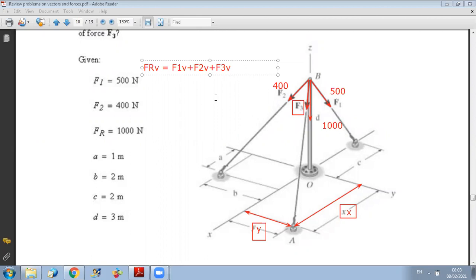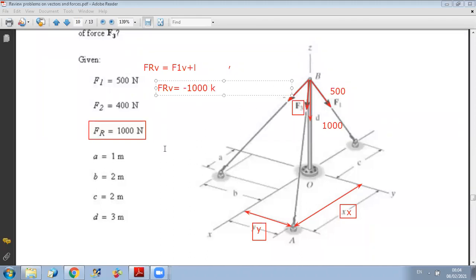So first, I will start to write the expression of each vector. For the resultant force, I know everything about it. I know its magnitude, so it's 1000 Newton. And I know its direction, it's from B towards O, so it's along minus K. So I can start by writing that Fr as a vector is equal to minus 1000 K.